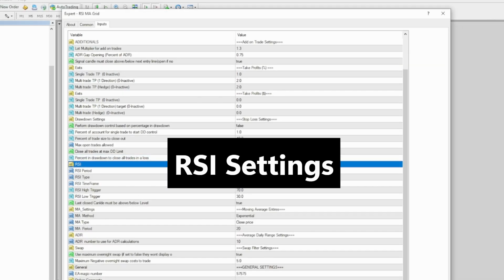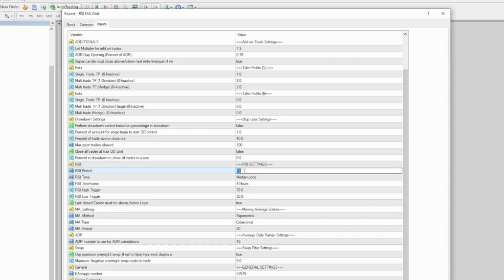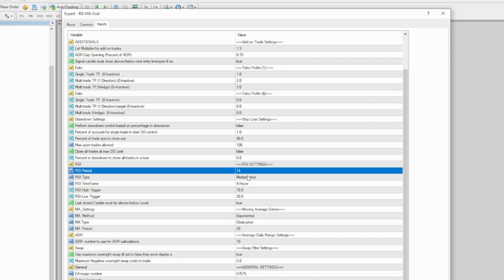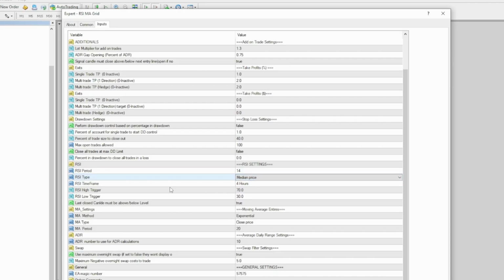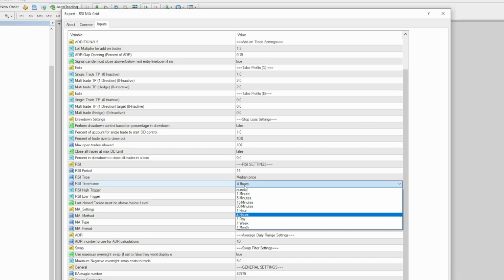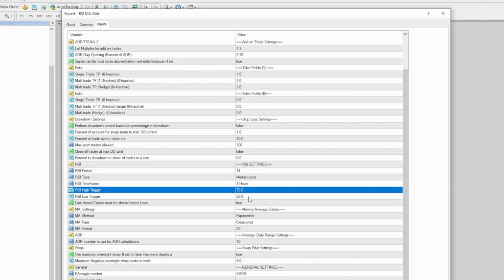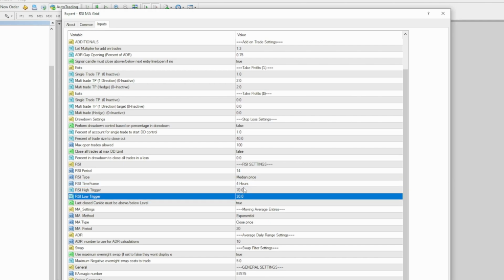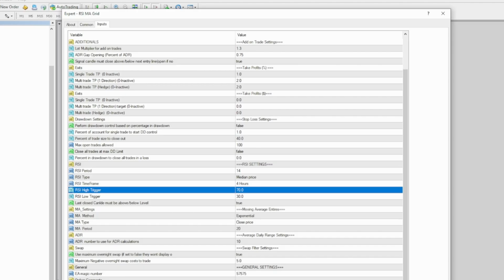Now the RSI settings. These will be the higher time frame which the EA looks for entries. So you can choose your RSI period, the type, the time frame, and the high and low triggers. Obviously the higher the time frame and the higher the levels, the fewer trades you're going to get, but the less drawdown you're going to get as well. And the last candle has to be above or below that RSI to even consider it.